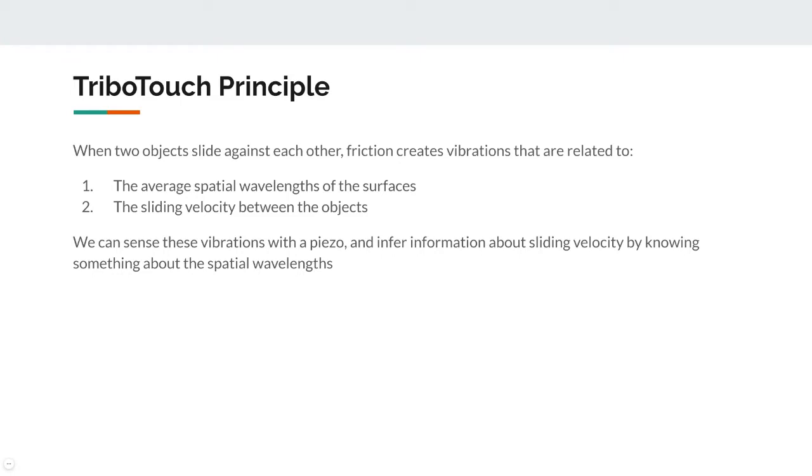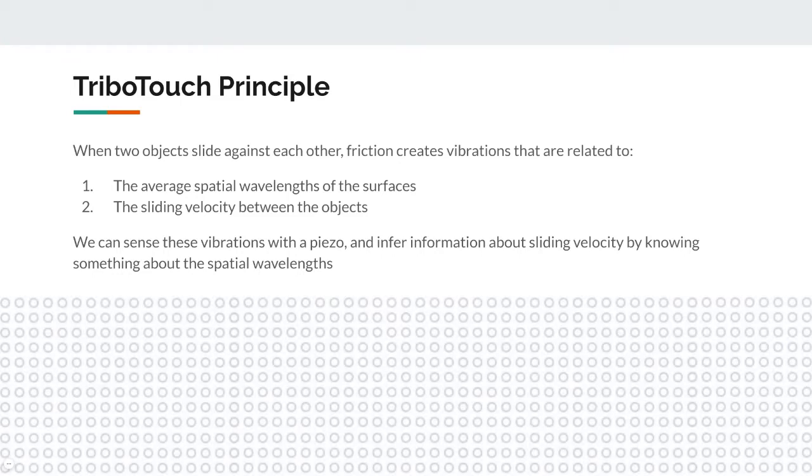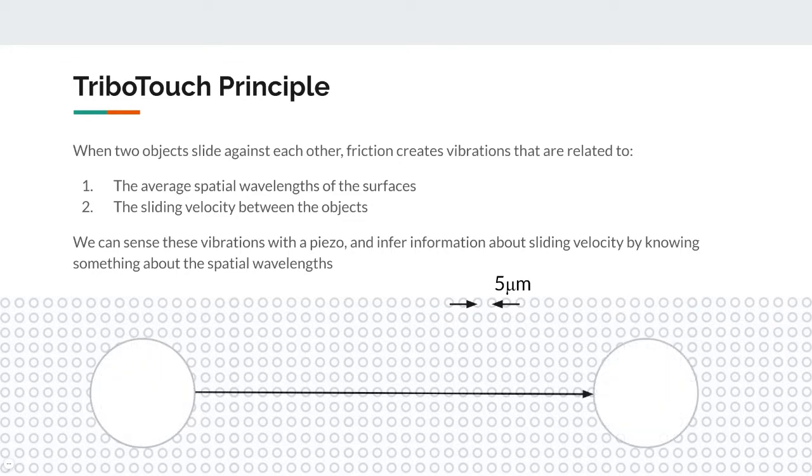Say we have a texture, and this texture has a bunch of bumps on it, spaced about 5 microns apart. If we take another object, like a finger, and slide this along the surface with an unknown velocity, we can then look at the vibrations that are induced and back out the original velocity, all by knowing the pitch or wavelength of the textured elements. It's sort of like a zipper moving up and down.